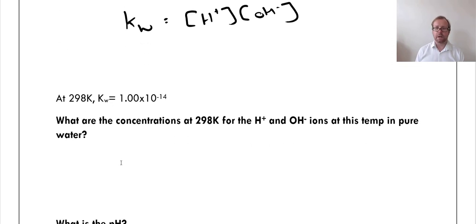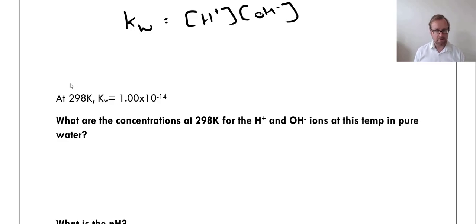Okay, right, I want you to have a go at doing this question to get your head around it. So what are the concentrations at 298 K for the H+ and OH- ions in pure water? Have a think about it and see if you can work it out. Okay, let's see how you got on.